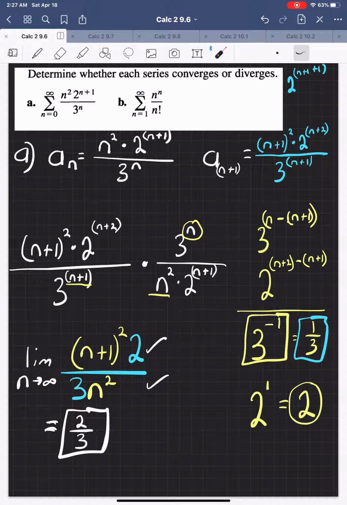How did that become 2/3? Because you used L'Hopital's rule here. You took the derivative of the numerator, derivative of the denominator. If you needed to do it again, then you did it again. You did it as many times as you needed to till you got to 2/3.